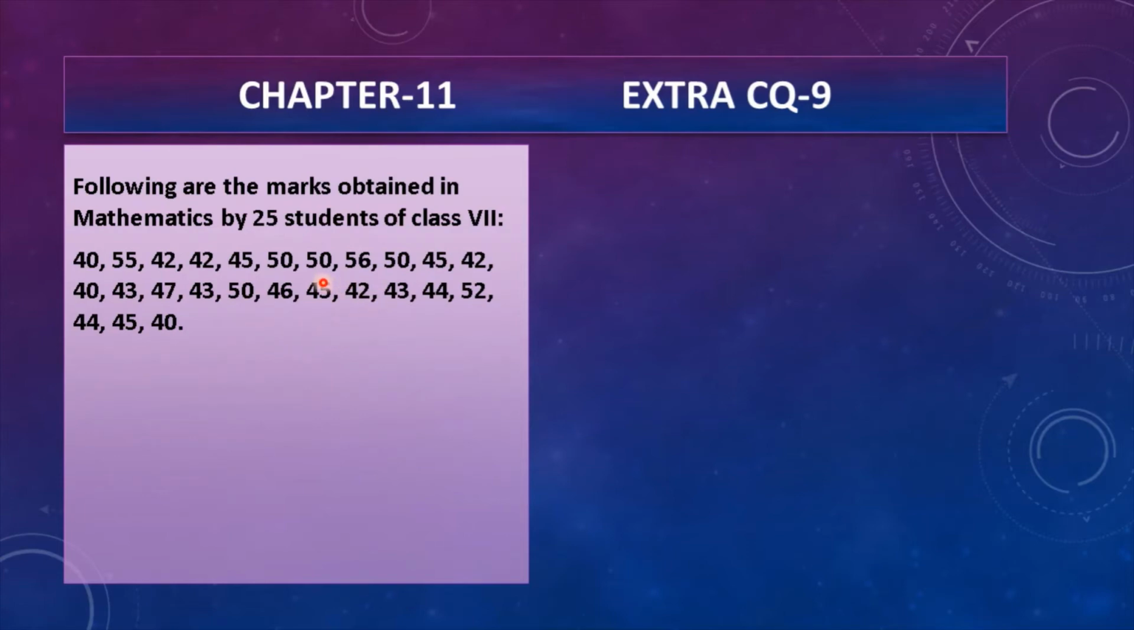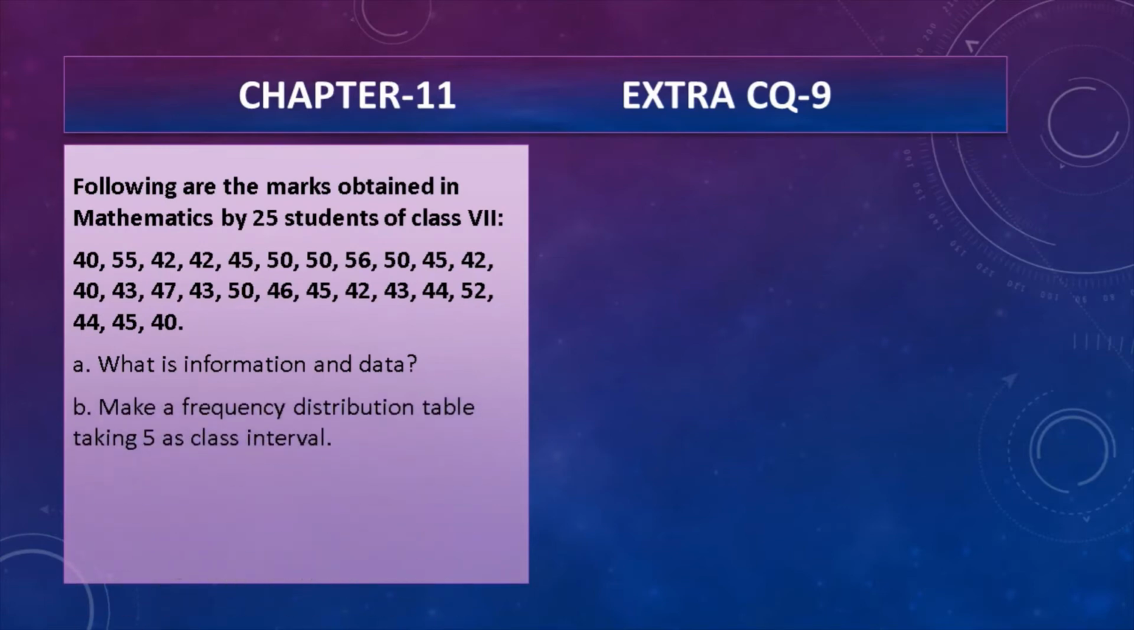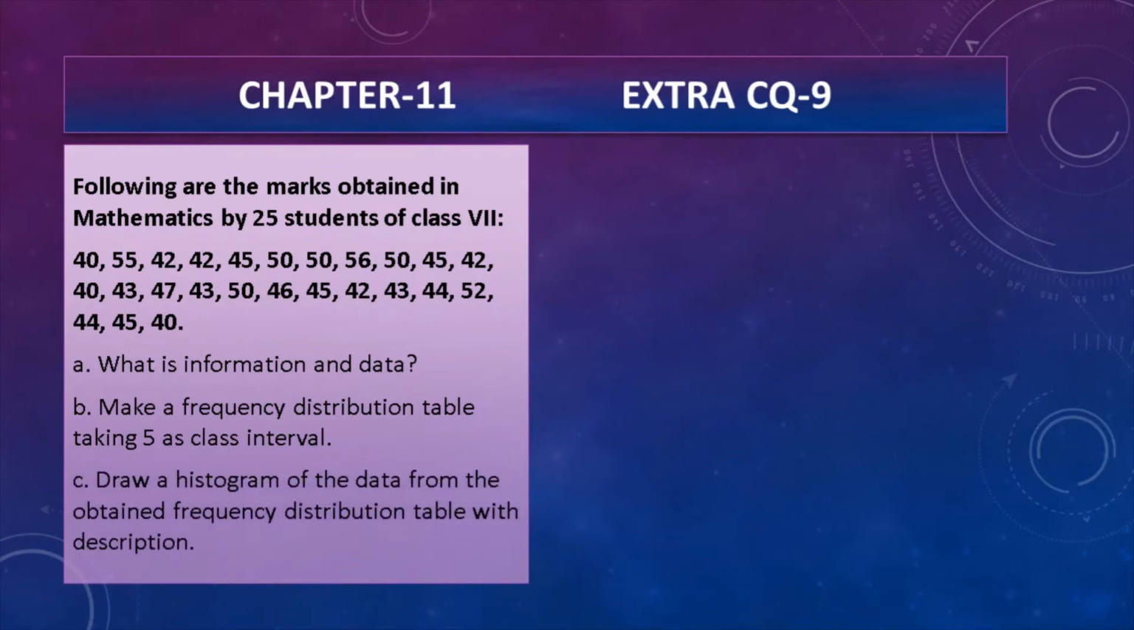And you can see these data are not in ascending or descending order. Let us see the question, and based on the question we will see whether we have to do ascending or descending order or not. Okay, so let us see the question. This is number A, what is information and data. Number B, make a frequency distribution table taking 5 as class interval. Draw a histogram of the data from the obtained frequency distribution table with description. So my dear students, there is no need to do ascending or descending order based on this question.